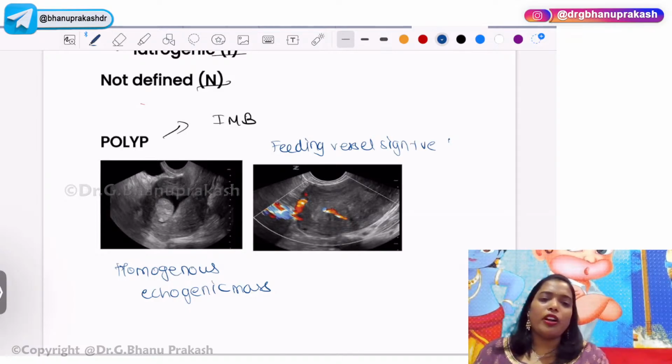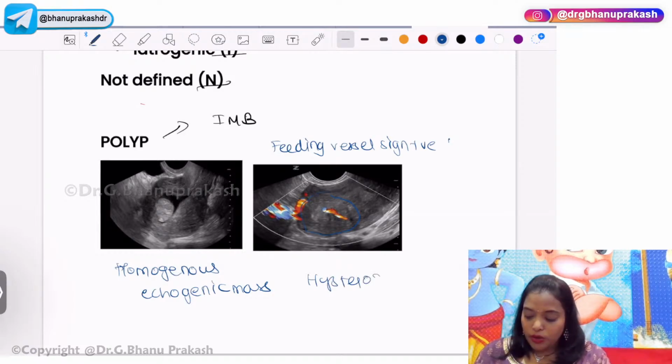Because of that polyp, they can have infertility and all. What will be the treatment for this polyp? Remove the polyp. Hysteroscopic polypectomy. Yes, you can see a beautiful feeding vessel sign positive. Hysteroscopic polypectomy.